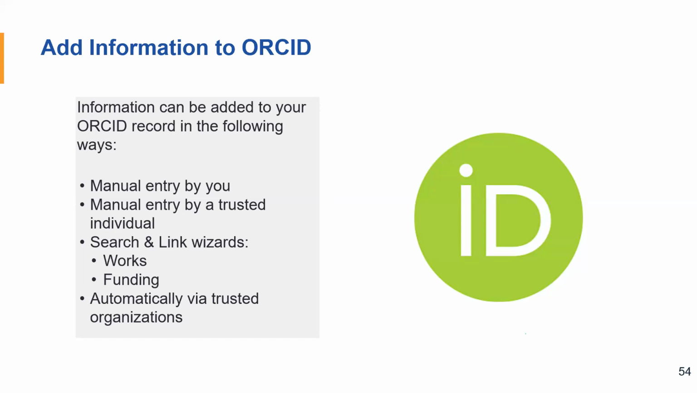You can do that. For the works and funding sections of ORCID, you can use the built-in search and link wizard to claim items to your ORCID record, or you can connect your ORCID ID with organizations that you work with so that those organizations can add information to your ORCID record for you automatically. Again, not all organizations are set up to do this yet, so you will just need to ask and look for the ORCID ID icon on any systems that you may be using.